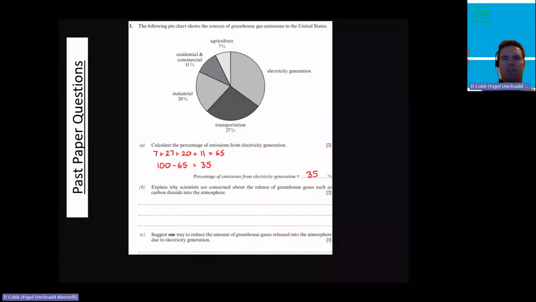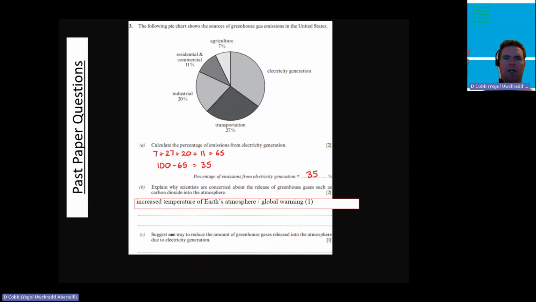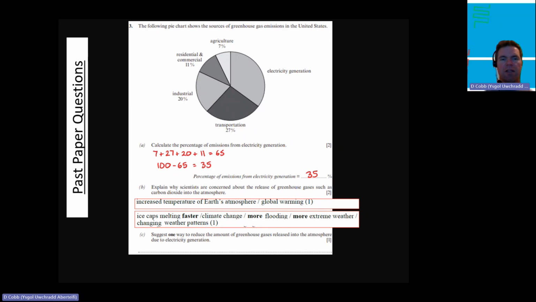Explain why scientists are concerned about the release of greenhouse gases such as carbon dioxide into the atmosphere. Well, the idea that they want here is that the release of greenhouse gases causes an increased temperature of the Earth's atmosphere, or just saying global warming would be fine there. And one of the consequences of that is 2 marks. We need to say some more. So the idea that ice caps melt faster, that we get climate change, there's more flooding, there's more extreme weather.